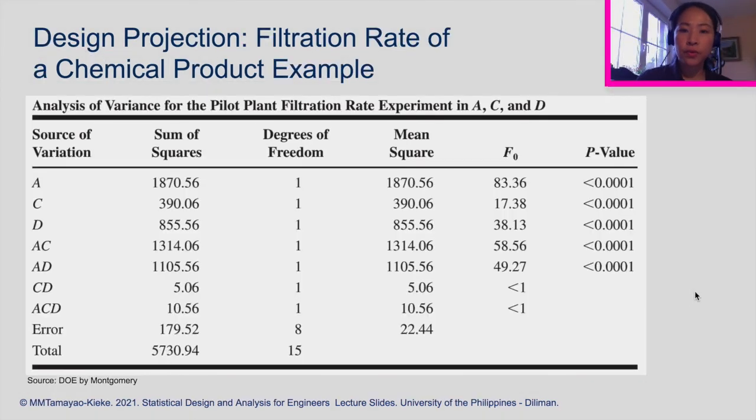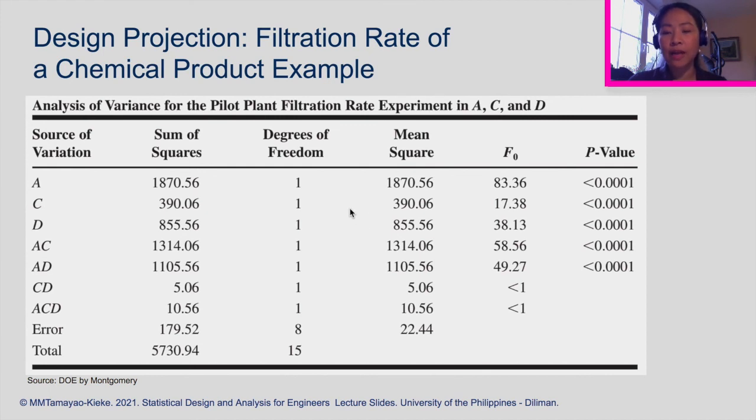Now let's use the filtration rate of a chemical product example to illustrate what we call design projection. So this is basically projecting a replicated design to an unreplicated design. In our example, we found that factor B is actually not significant, so it can be dropped from the model. And now with that, we can still use the data that we have and treat it as though we have two replicates. So one replicate at low level of B and another at high level of B.